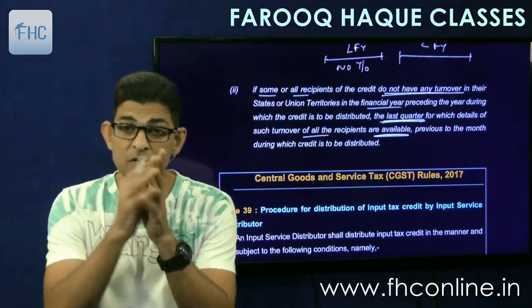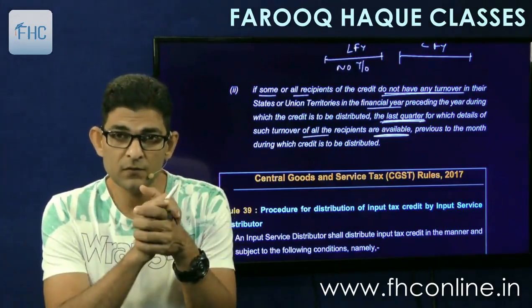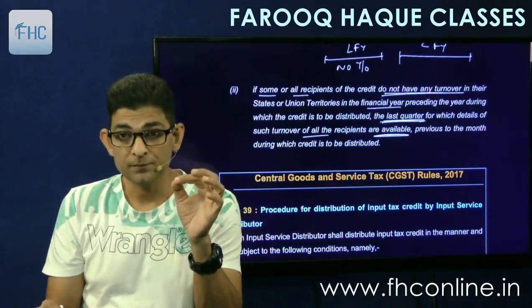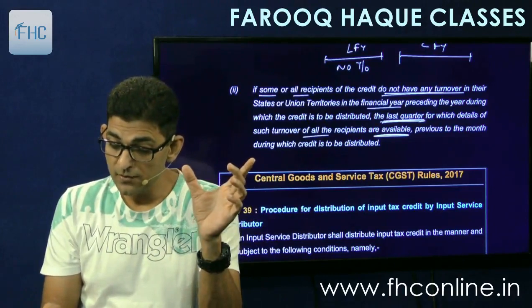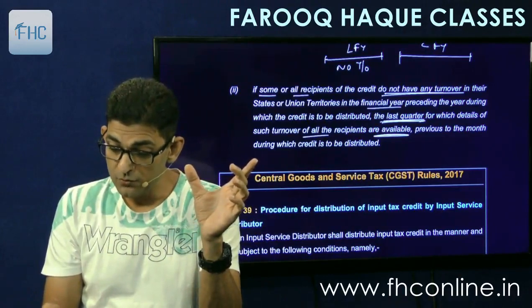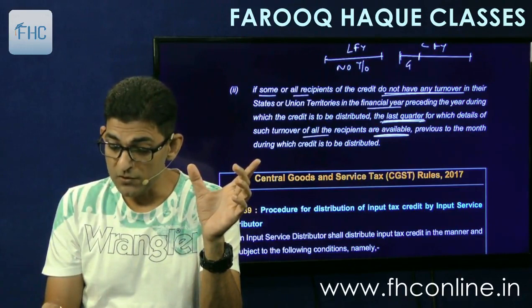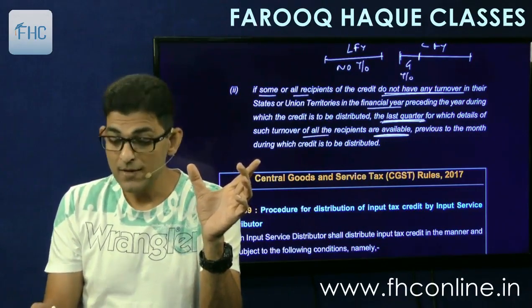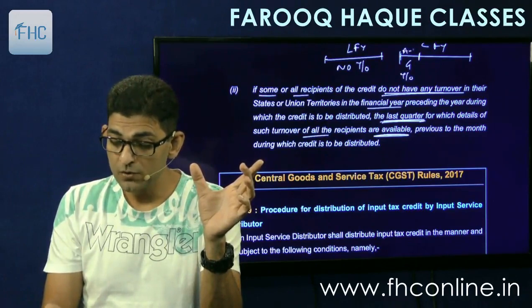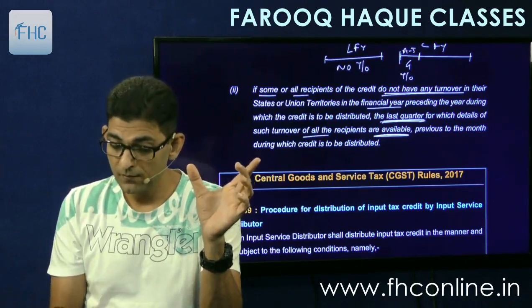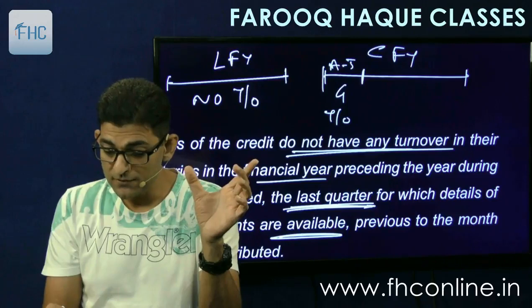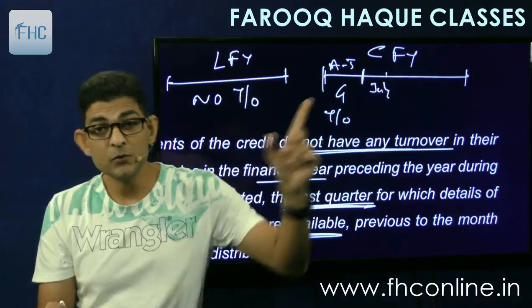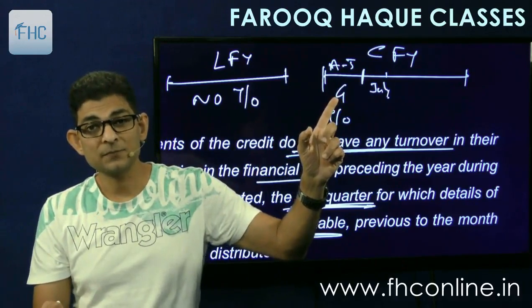Either one unit doesn't have turnover, or all of them do not have turnover, or some of them do not have turnover. Then we will take the quarter. So suppose April, May, June quarter, you have all the 4 units operational and we have got the turnover. So April, May, June quarter, you have turnover, right? So for the next month, that is for July, if the distribution is to be done, you will use this turnover as the base.